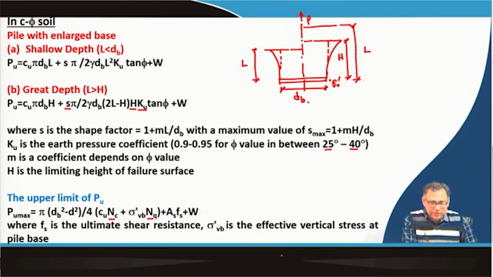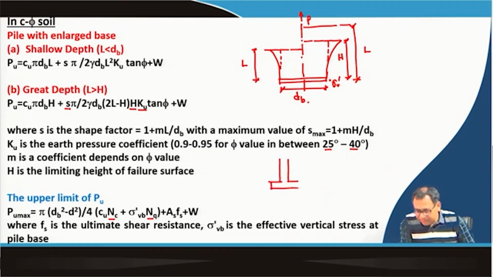So, these are the equations for the enlarged base. If it is shallow depth, then I will use equation A. If it is great depth, then I will use equation B. But remember that this value, whether you use equation A or equation B, should not be greater than the upper limit. So, the upper limit will be this one. Here dB is the diameter of the base and d is the diameter of the shaft. Okay. So, that means what is the difference between dB and d?